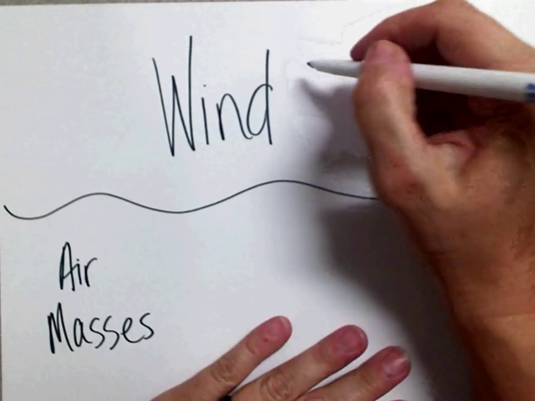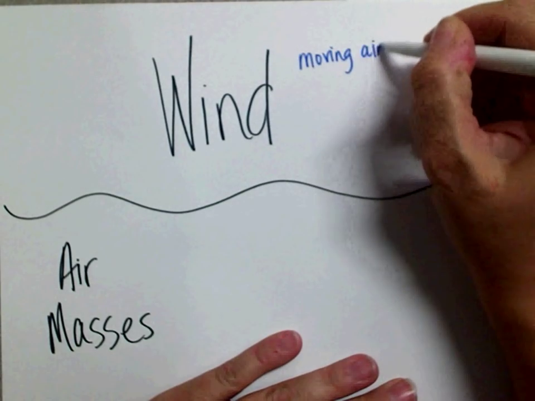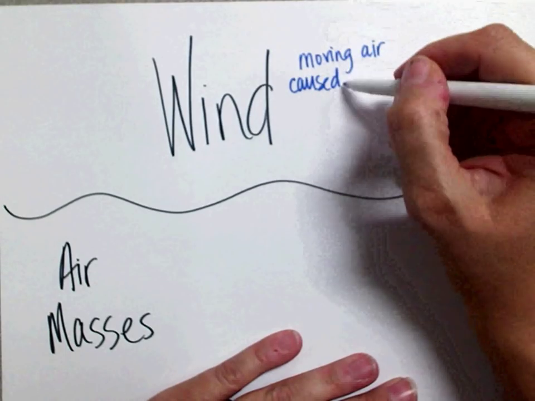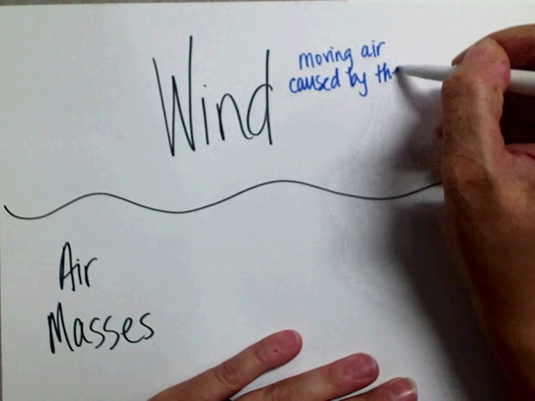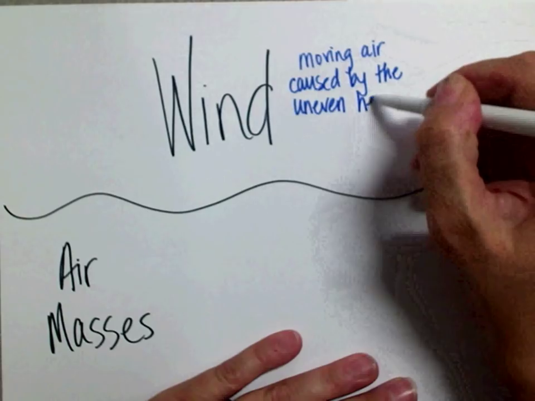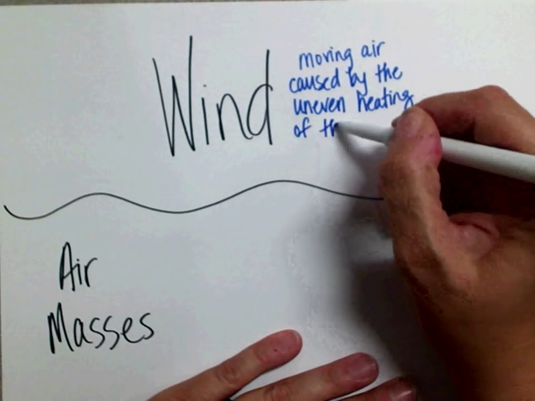Okay, so with wind, this is moving air that's caused by the uneven heating of the Earth's surface.